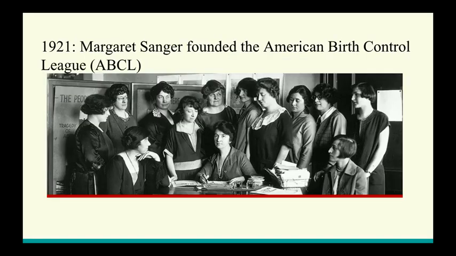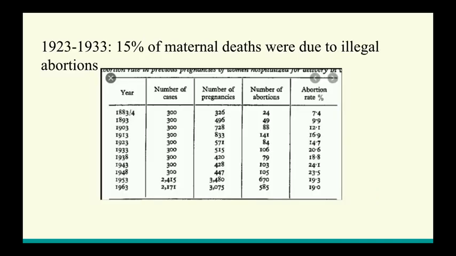In 1921, the American Birth Control League was founded, and it was an organization that advocated for the legalization of contraceptives in the U.S., and it promoted women's reproductive rights and health. From 1923 to 1933, 15% of maternal deaths were due to illegal abortions.